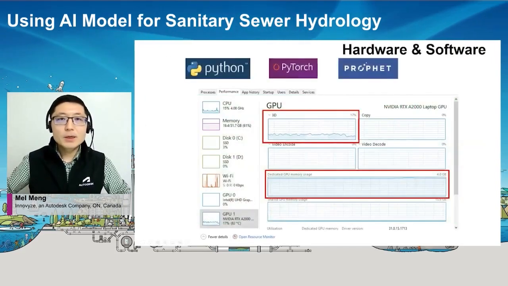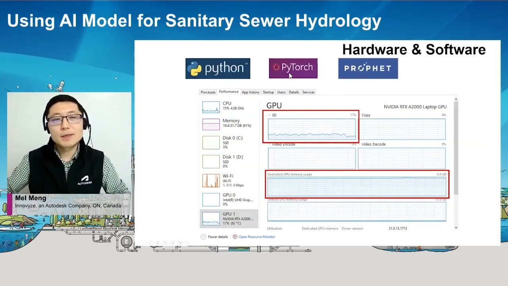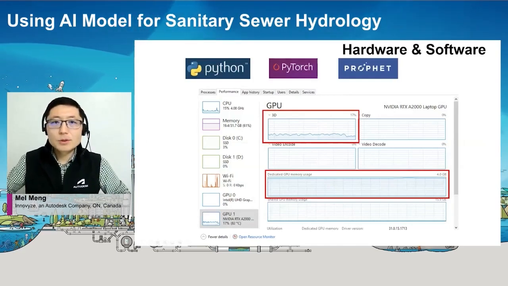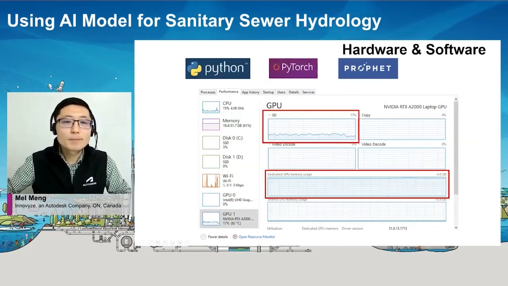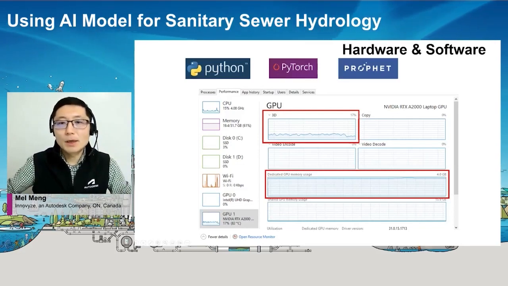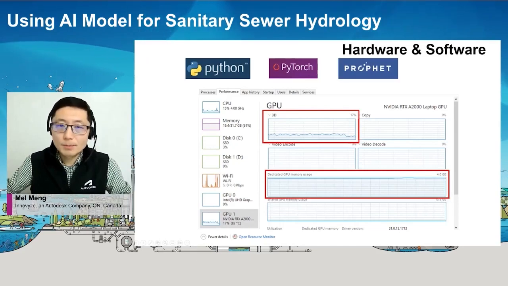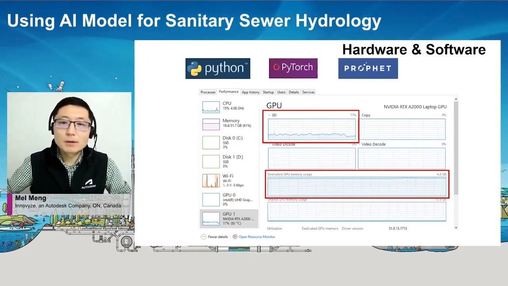And here are the hardware and software I use. You can see this model is written in Python. I use PyTorch to implement the LSTM model, and I did use Prophet to extract the wet weather and the dry weather components. On the hardware side, I just use a laptop with an NVIDIA RTX A2000 GPU. That makes a huge difference. With the GPU, I can usually train my model in a few minutes to 10-20 minutes. It doesn't really take too long, so it's not very intensive on the computing side.